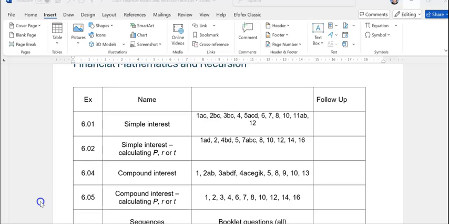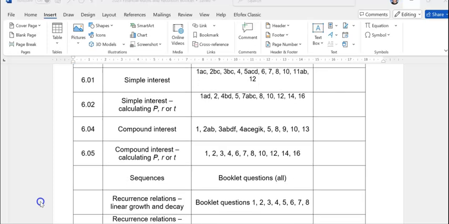So this morning you're working on a new topic. You'll end up with a new booklet, and the new topic is financial maths and recursion. So the exercises are on the front page of the booklet. You'll be doing today exercise 6.01 to do with simple interest.